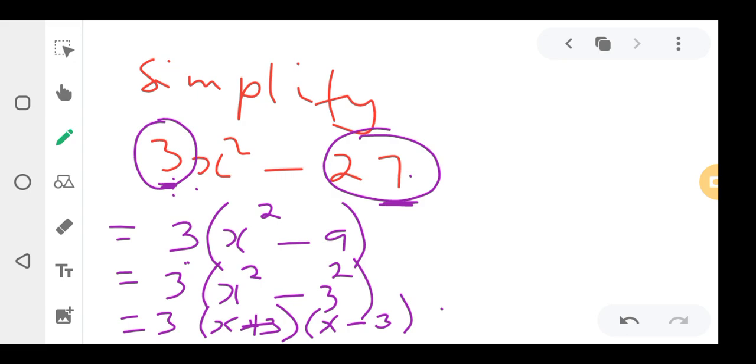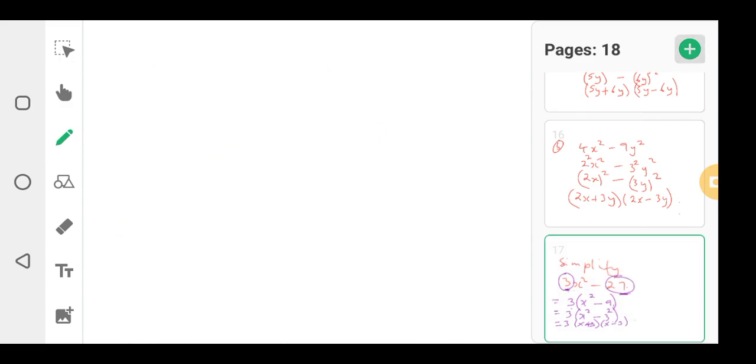So you put your 3 here, and then open bracket x squared minus 3. This same 3 into 27 is 9. And then when you get your 9, you find the square root of 9, which is 3, and then you square it, and then you solve like that. You have solved. Okay? That's how you solve these type of questions.